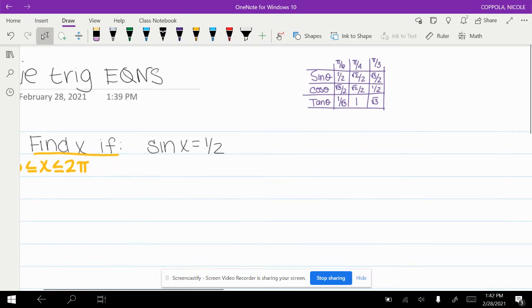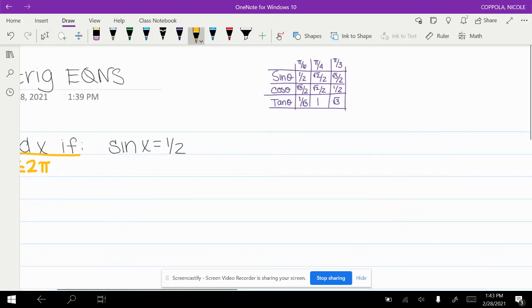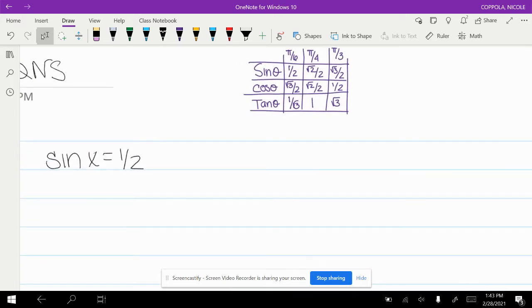For the first example, we want to answer: when is sine of x equal to 1/2? I always like to have my little table here. You can also have your special right triangles, but I just think it's nice to have this little table generated. So when is sine of x equal to 1/2? Well, right here at pi over 6. So that's your answer and you're done.